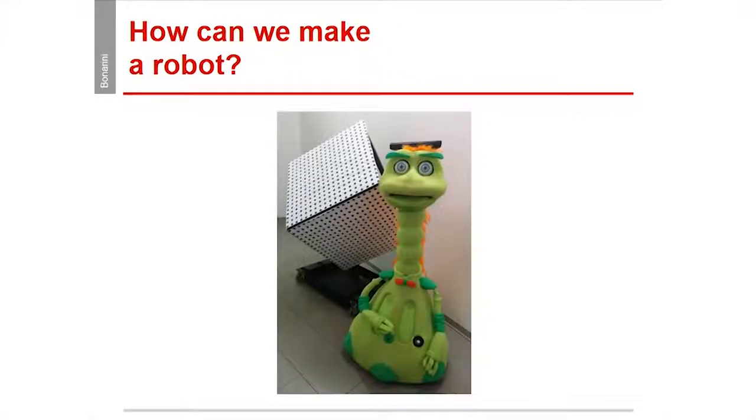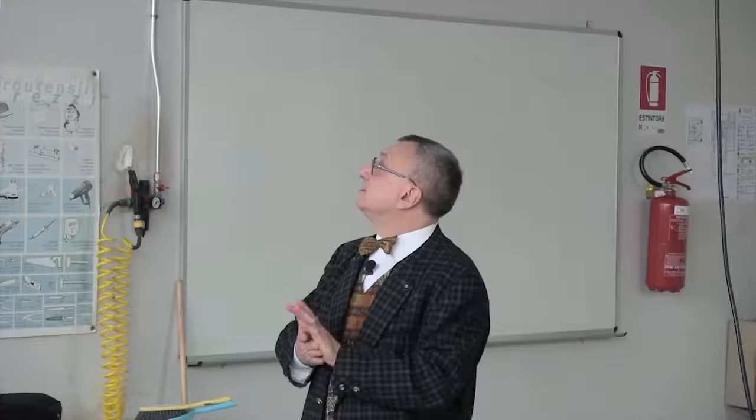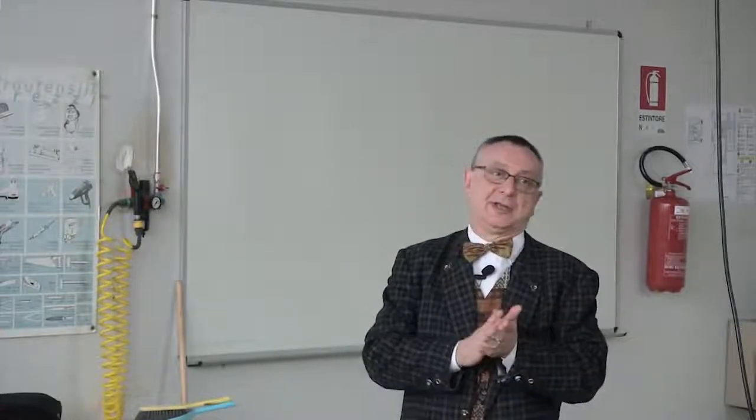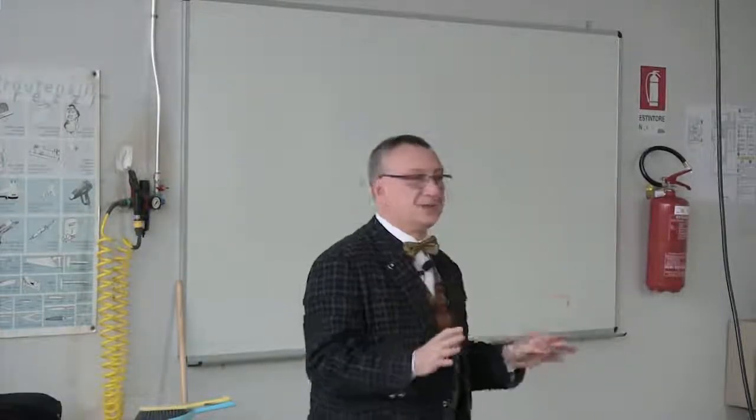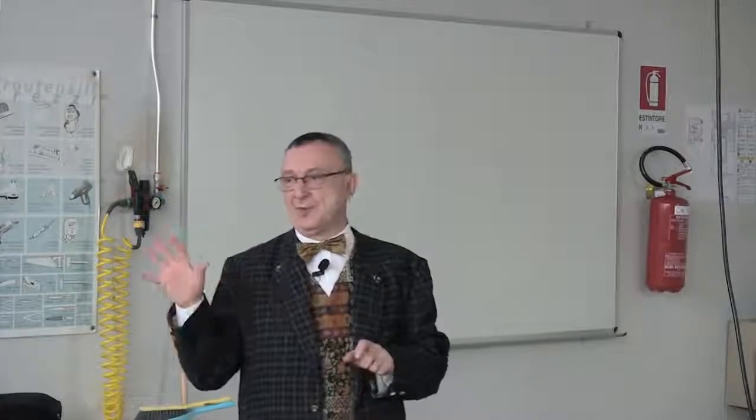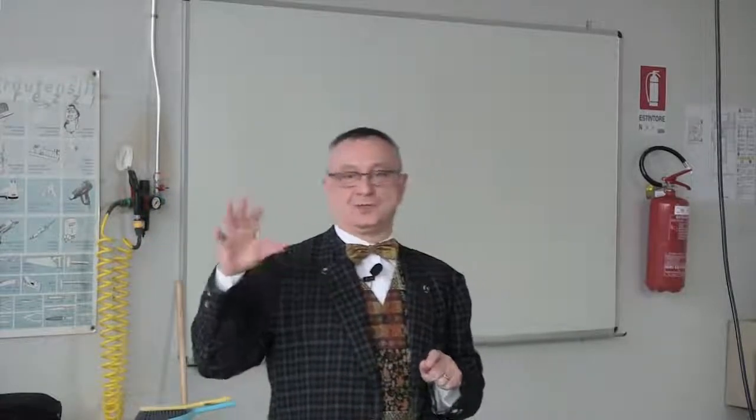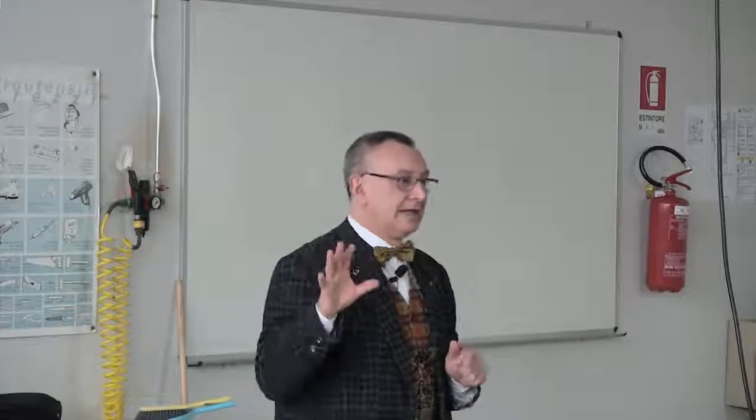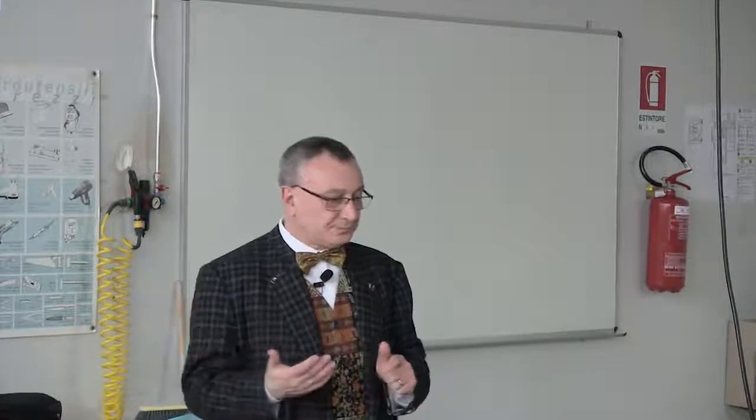But let's see a little bit what a robot is, what is inside a robot. How can we make a robot? We take this robot as an example. This robot has sensors, a kind of mind, and a body. This robot is intended to go to exhibitions, go around an exhibition, look for people, go closer to the closest face it can recognize, and talk with these people.